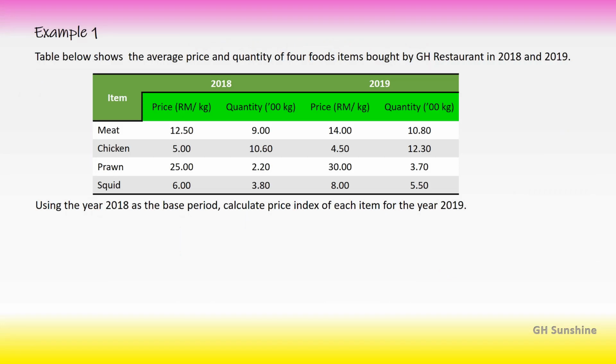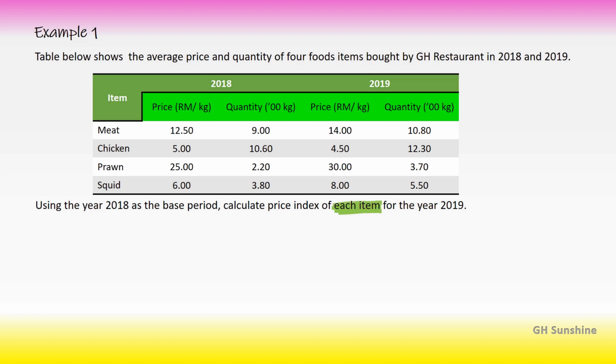Okay, how to calculate index number? Look at example 1. The following table shows the average price and quantity of 4 foods bought by GH Restaurant in 2018 and 2019. So, by looking at the table, we have meat, chicken, prawn, and squid. Yummy. Okay, then using the year 2018 as the base period, calculate the price index of each item for the year 2019. So based on the question, the keyword here is each item.